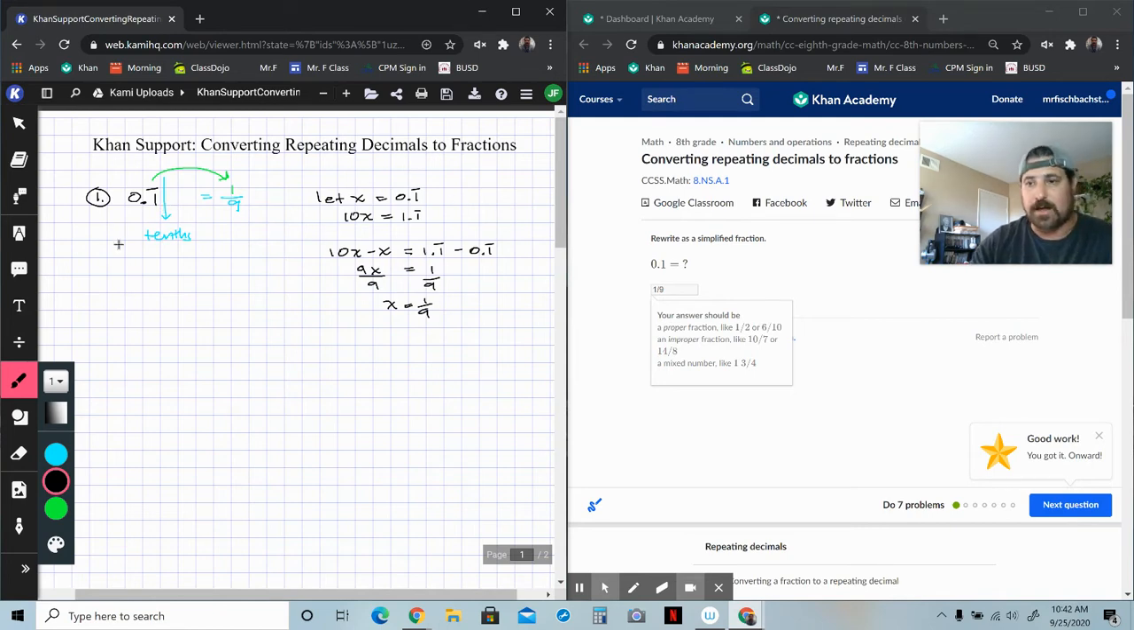But whether you do it with the algebra or the shortcut I showed you, it's going to get the same answer. The algebra shows you why it's over 9. But remember, if it's a repeating element that ends in the 10th place, you can just put it over 9. The repeating element becomes the numerator, and then the denominator becomes 9.